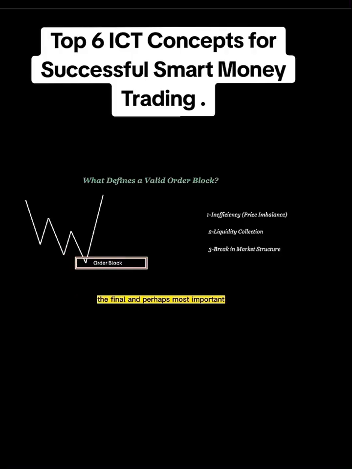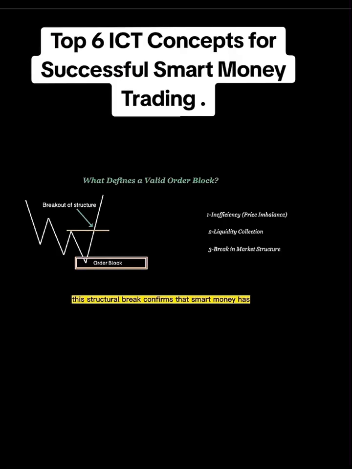The final and perhaps most important criterion for a valid order block is that it must cause a break in market structure. This is what differentiates a regular supply or demand zone from an order block. In a bullish market, when price breaks above a significant previous high, the point where the price originated from becomes an influential demand area, known as a bullish order block. Conversely, in a bearish market, when price breaks below a key low, the area of supply that caused the breakdown becomes a bearish order block.